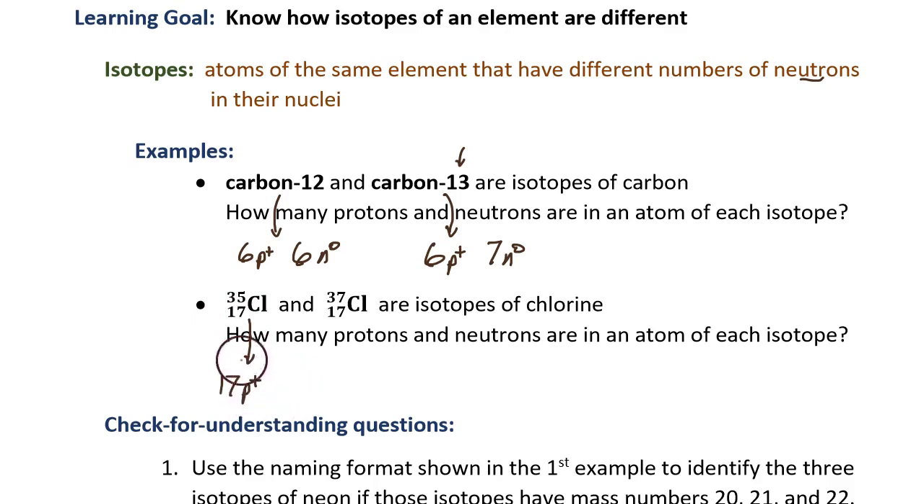17 plus what number would make 35? That means there are 18 neutrons. Now let's go over to this other isotope of chlorine, which has a larger mass number. It's heavier. It has to have more neutrons in its nucleus. But notice how the bottom number is the same, 17, because all atoms of chlorine have 17 protons. So this one has 17 protons, but 20 neutrons. 17 plus 20 adds up to the mass number 37.